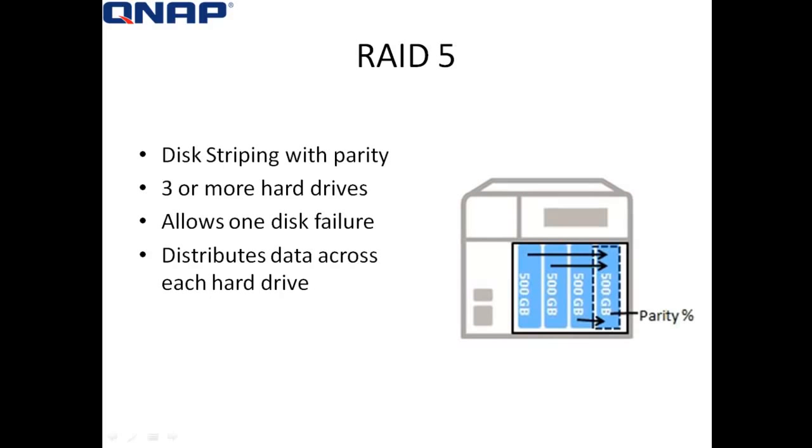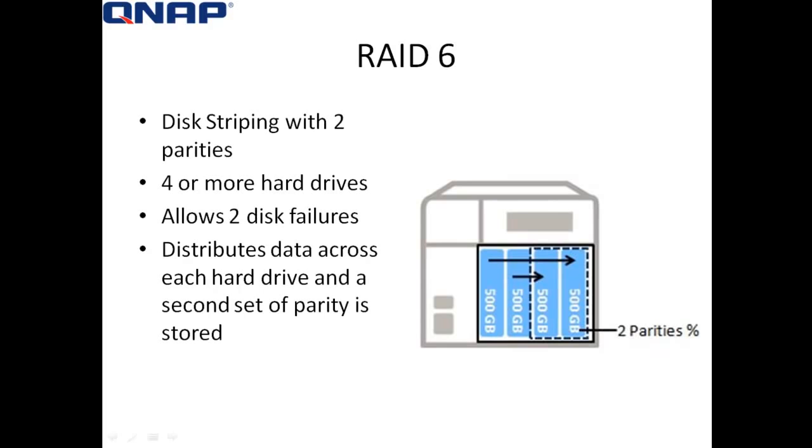RAID 5 is disk striping with parity. A minimum of 3 hard drives is required and allows for 1 disk failure. The data is striped across all the hard drives and the parity information is distributed and stored across each hard drive. If you install 4 hard drives at 500 GB each in the TurboNAS and format the drives as RAID 5, the total capacity of the volume is 1.5 TB.